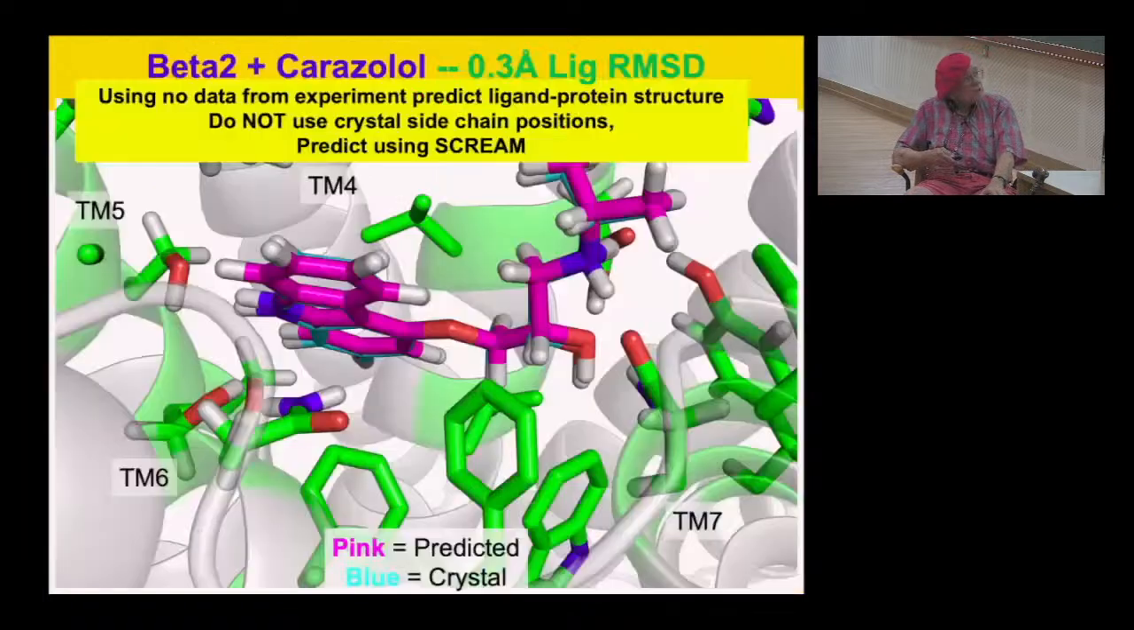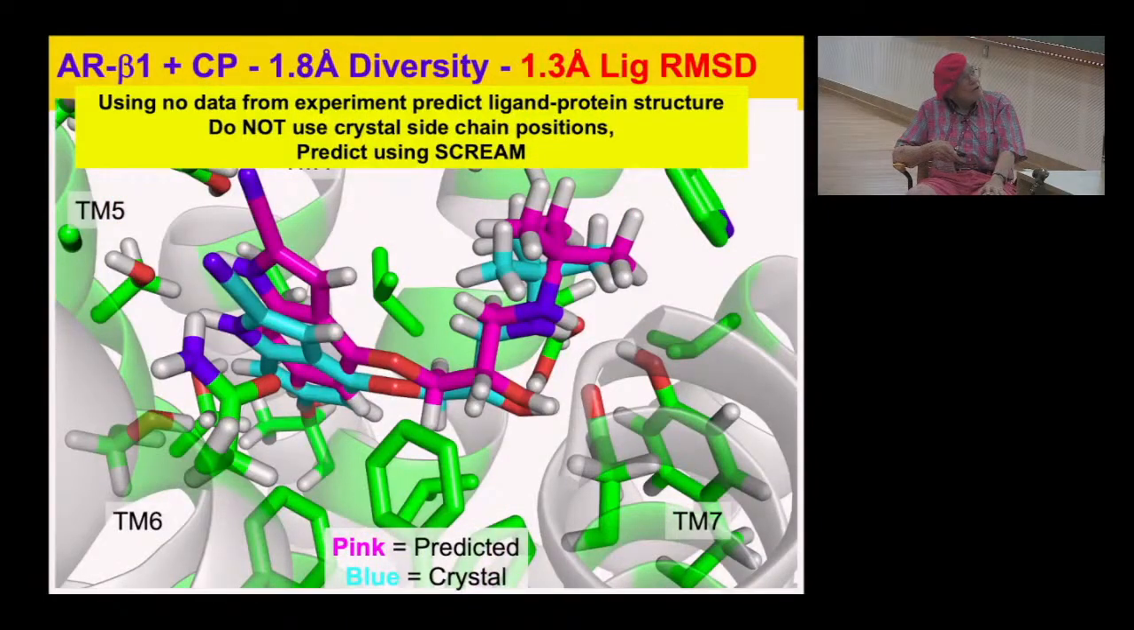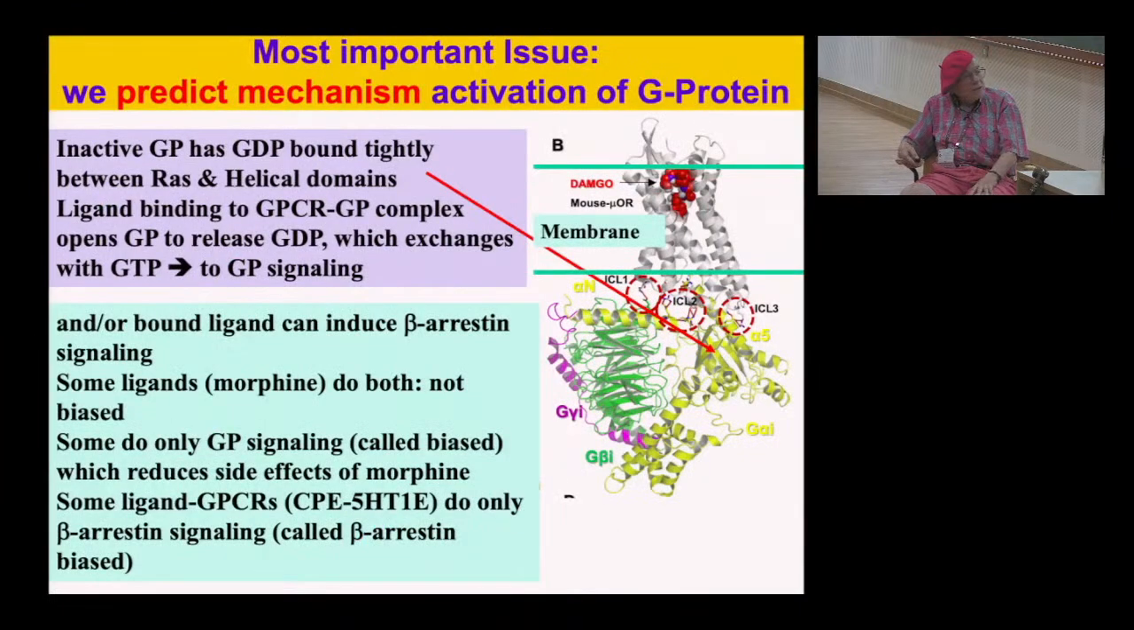So that's the methodology. These are just a few examples. Again, we don't use the crystal structure residue positions. We do it from scratch using SCREAM. And the various cases are almost always within 2 angstroms. This is 0.3 off, this is 0.8 off, 1.3 off. So it works pretty well.